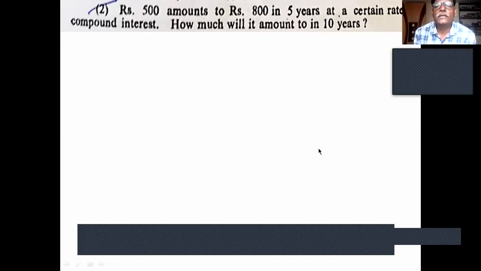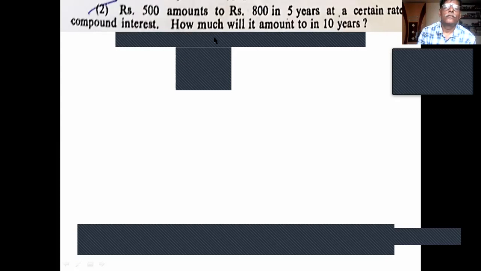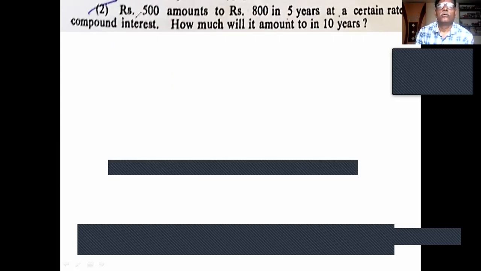In the first sentence, he says that 500 rupees principal amounts to rupees 800 in 5 years. You see here, rupees 500 is the principal. It amounts to 800 in how many years? In 5 years. What is the rate of interest? Rate of interest is not given.